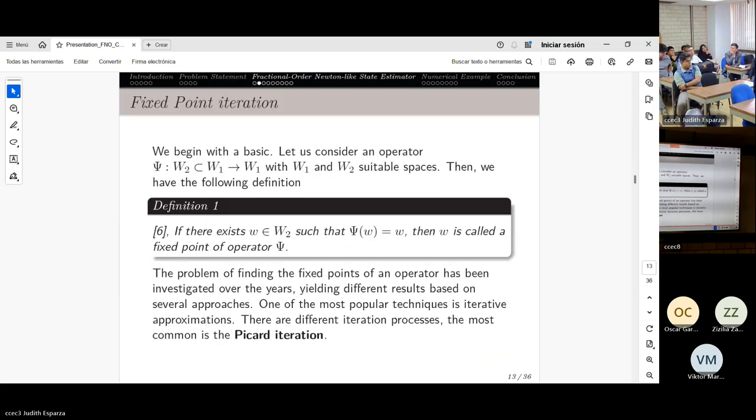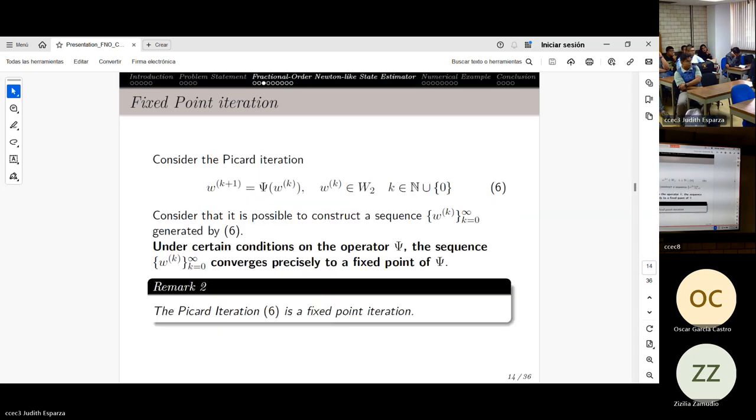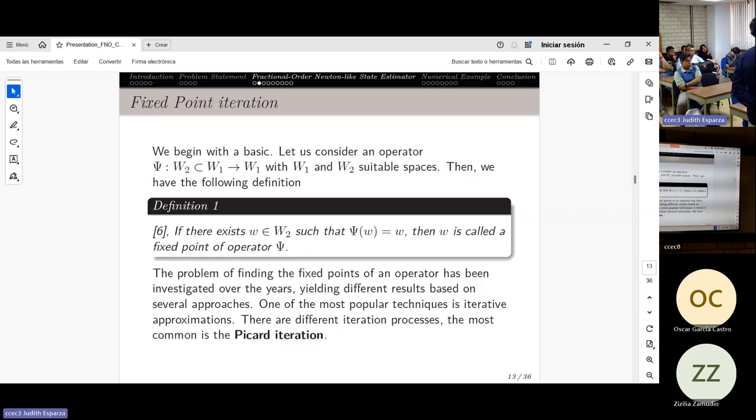So we begin with the basics. We consider an operator in a suitable space, normally a Hausdorff space. We have the following condition. What is a fixed point? We are concerned with fixed-point iteration. A fixed point is a point which satisfies this condition, in definition one.